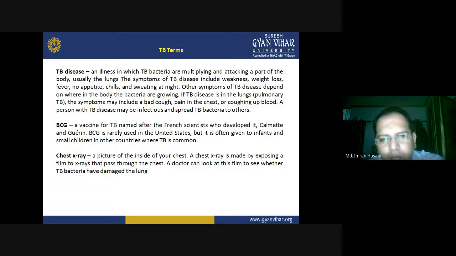BCG: a vaccine for TB named after the French scientists who developed it, Calmette and Guérin. BCG is rarely used in the United States, but it is often given to infants and small children in other countries where TB is very common. Chest X-ray: a picture of the inside of the chest. A chest X-ray is made by exposing a film to X-rays that pass through the chest. A doctor can look at this film to see whether the bacteria have damaged the lungs or not.